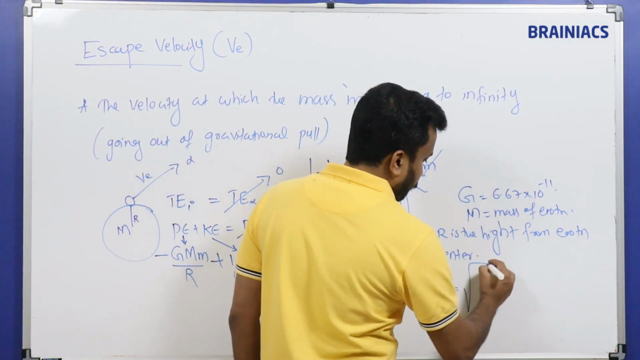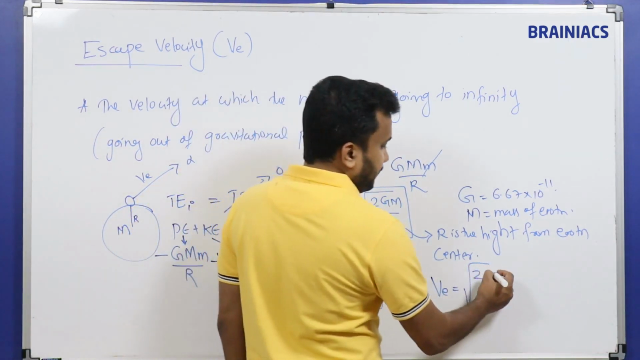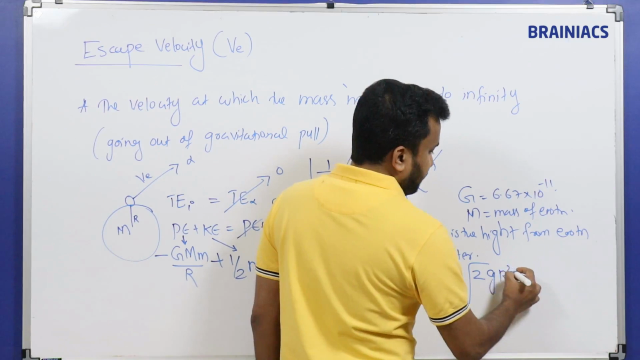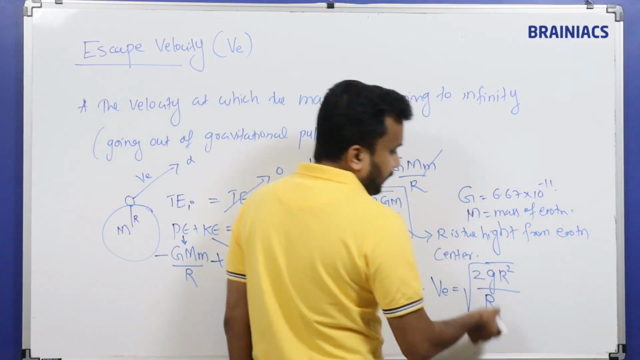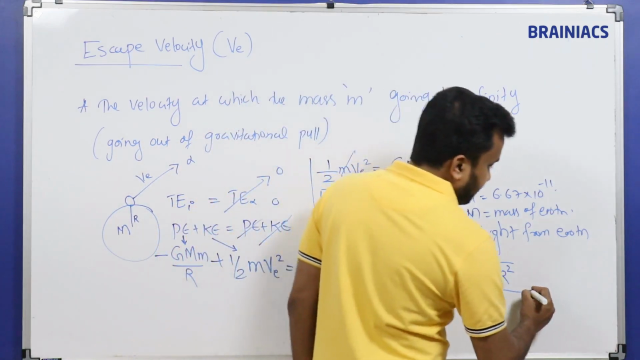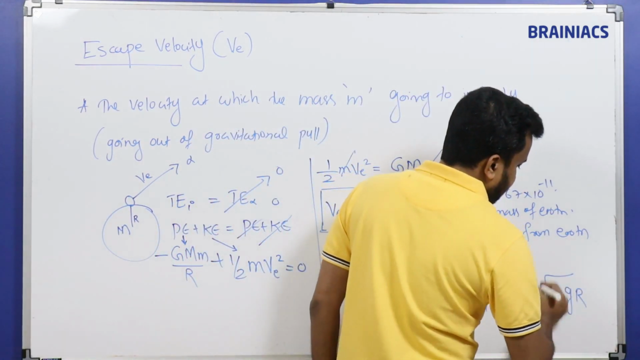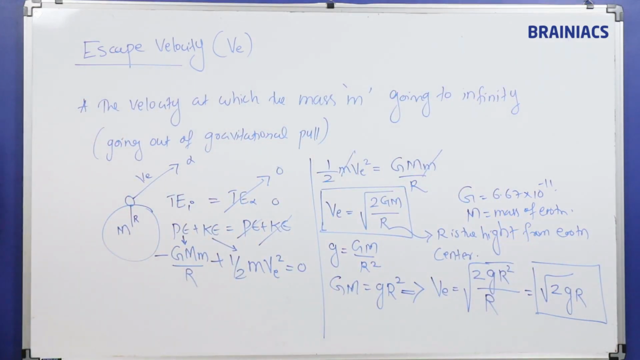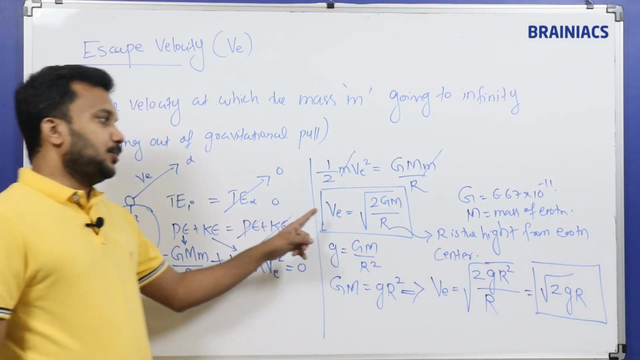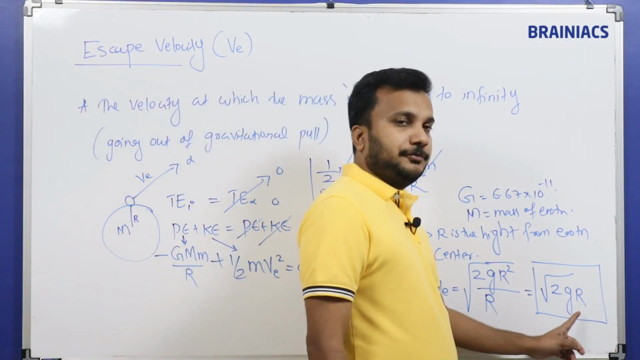Ve is equal to root of 2 into, instead of GM you are substituting this, so you will get g r square whole divided by, in the denominator, r. So r square and r will get cancelled. So you will get root of 2gr. This is the other equation of escape velocity. So escape velocity will have two equations: V is equal to root of 2GM by r, or V is equal to root of 2gr.